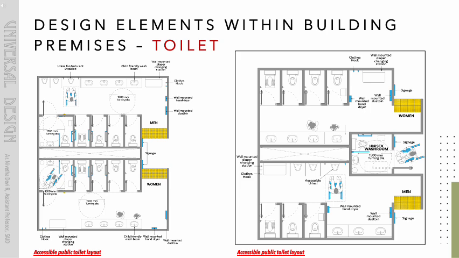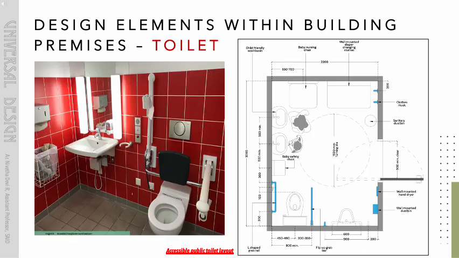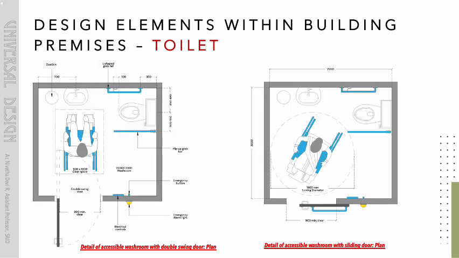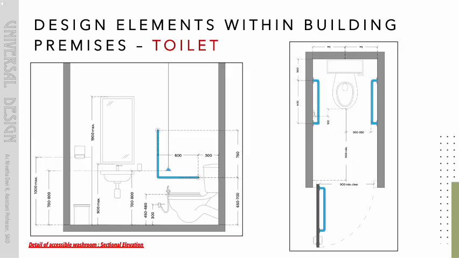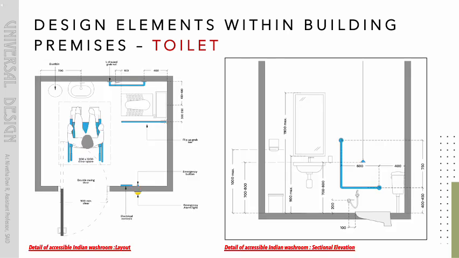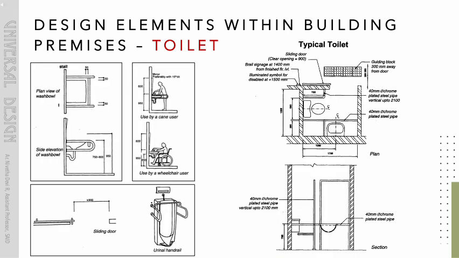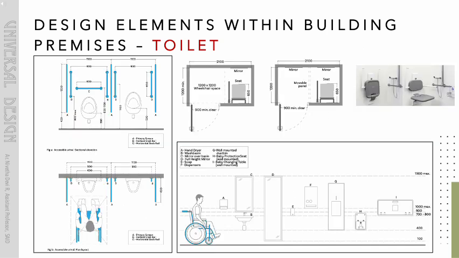Accessible public toilet layout. Detail of accessible washroom with double swing door and sliding door plan. Detail of accessible washroom, plan and sectional elevation. Detail of accessible Indian washroom, layout and sectional elevation. Typical toilet detail. Accessible urinal plan layout and sectional detail for disabled toilet.